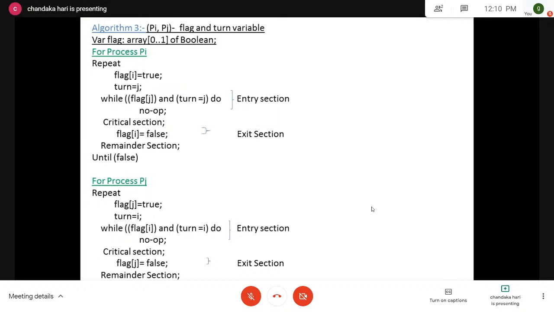Now in the entry section, if flag j is true and turn is j, that implies process pj is already in its critical section, then you are not allowed to continue the execution. You are simply stuck in this loop. If it is not so, then you are allowed to continue into the critical section. Once critical section is done, you have to make your flag false, which is called the exit section. Then the remainder section can be executed at any moment of time. That's it. In case 2, process pj.